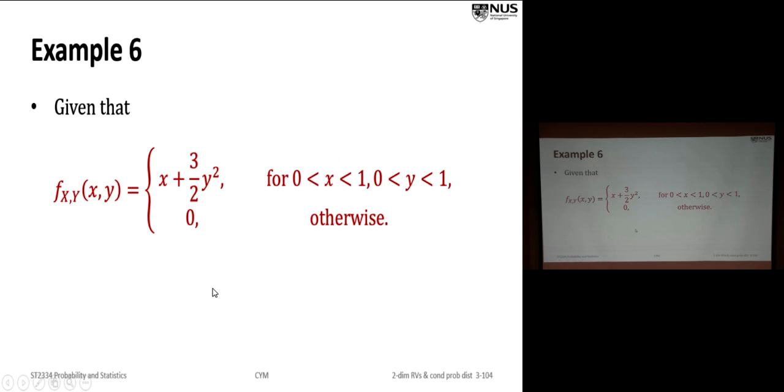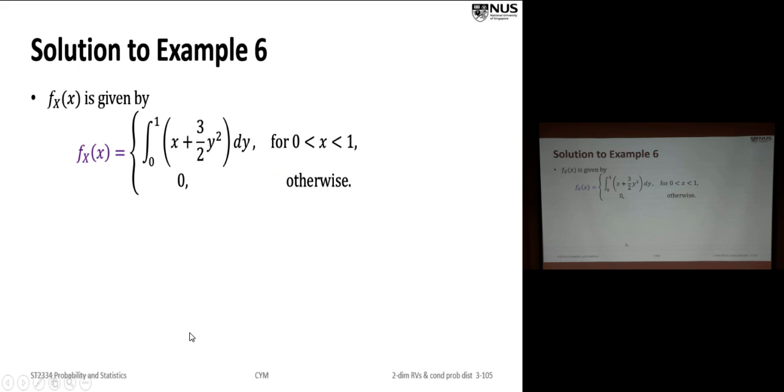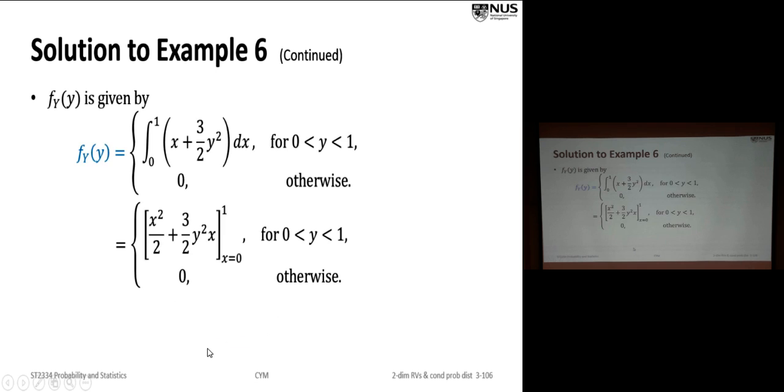All right? Now, how about this example? We also have a rectangular shape. X between 0 and 1 and y between 0 and 1. And the joint distribution is equal to x plus 3 over 2 y squared. So we just routinely calculate f of x, which turns out to be x plus half, over this region, x between 0 and 1. And f of y is half times 1 plus 3y squared over this region.